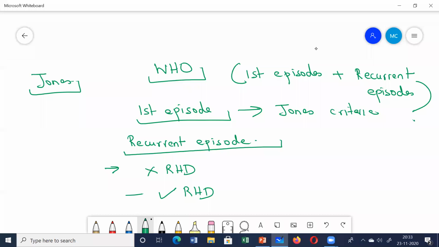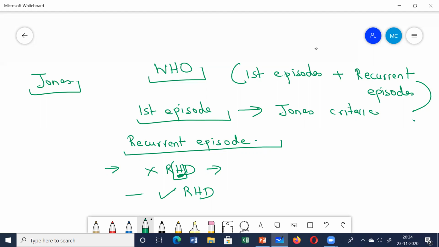So here we were talking about the recurrent episode, if the patient presents without established rheumatic heart disease, then you will classify the patient. Whether there'll be a high probability of acute rheumatic fever or not is as per the first episode, as we had done it according to the Jones criteria. The same way we are going to do it in a patient without an established rheumatic heart disease.